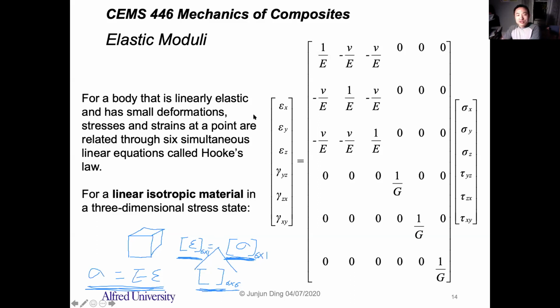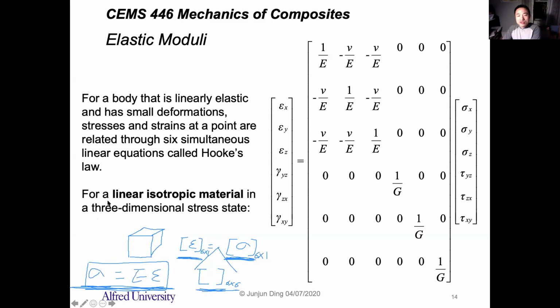So for a body that is linearly elastic with small deformation, the stresses and strains at a point are related through 6 simultaneous linear equations called Hooke's law. So this is derived. No, I cannot say it's derived. It's actually similar to this equation. It's made by this equation, right? It's a combination of this equation, if you expand them, right?